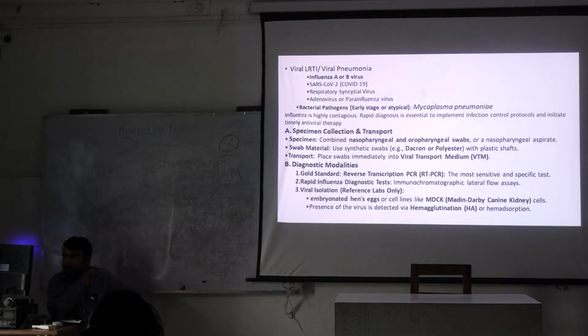Now keep in mind, the swab should be made of dacron. You cannot use a cotton swab for molecular analysis because cotton is inhibitory for molecular analysis. Okay?